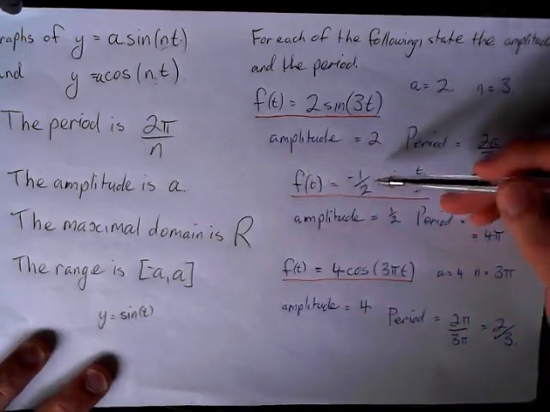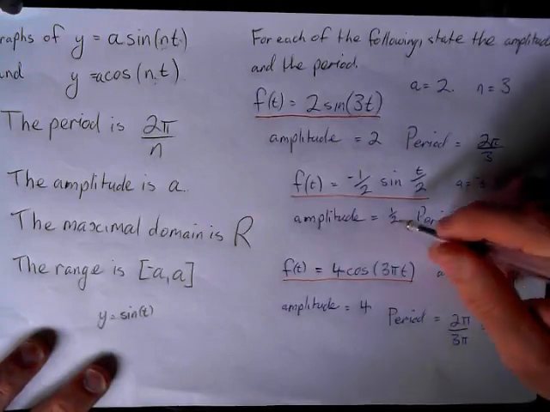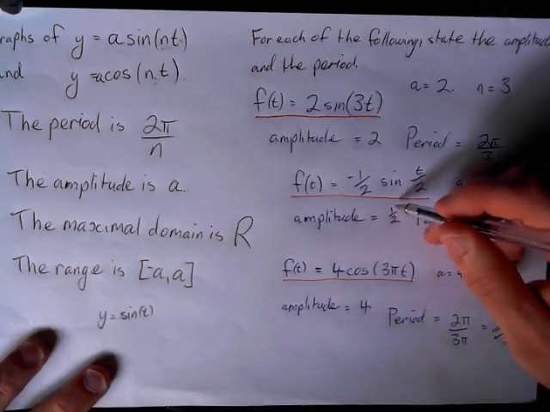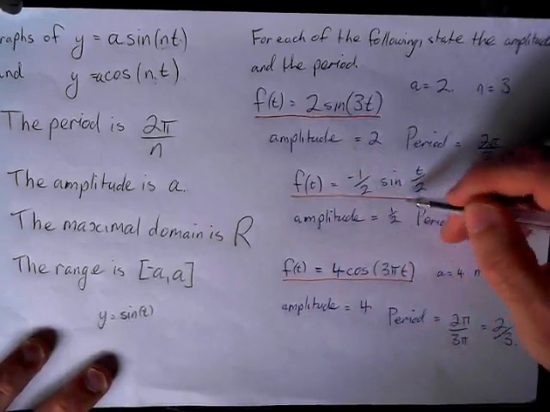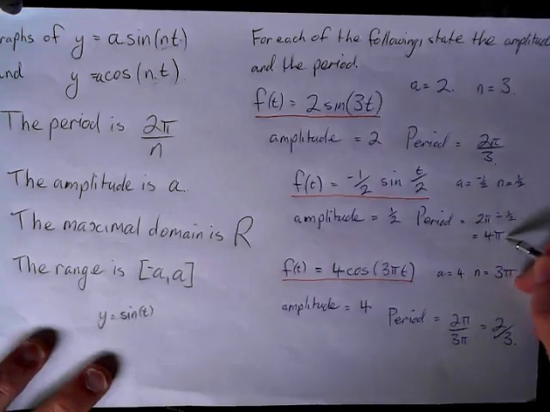If the function of t equals half sine t on 2, a equals -1/2, n equals 1/2. So the amplitude still equals 1/2 because it's plus or minus. The period is 2 pi divided by 1/2. 2 pi divided by 1/2 is actually 4 pi.